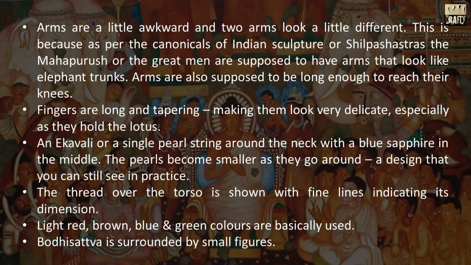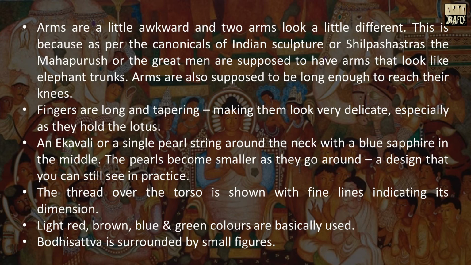Arms look awkward and the two arms look a little different. This is because, as per the canons of Indian sculpture or Silpa Shastras, the Mahapurush or the great men are supposed to have arms that look like elephant trunks. Arms are also supposed to be long enough to reach their knees. Fingers are long and tapering, making them look very delicate, especially as they hold the lotus.